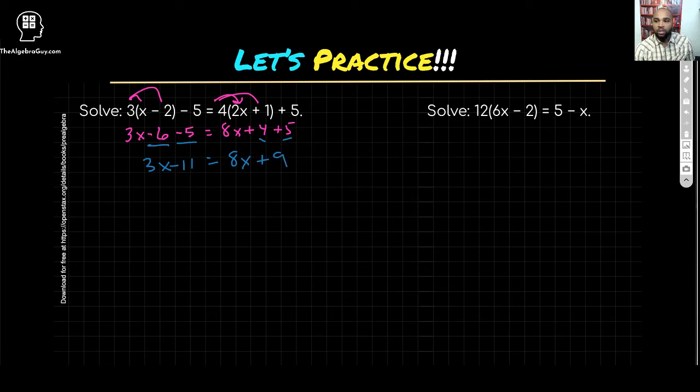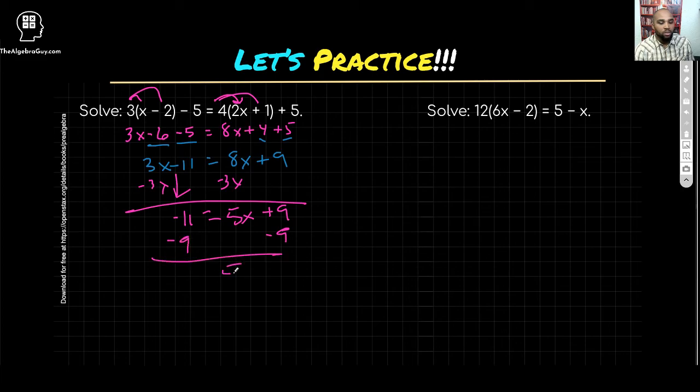And I want to get my x's on the same side now. So notice I did the distributing first to make sure everything comes out of the parentheses. Now I'm going to subtract 3x. And that leaves me with -11. Watch that negative stays there. 8 minus 3 is 5x plus 9. All right, so I want to subtract 9. That leaves me with 5x equals -20.